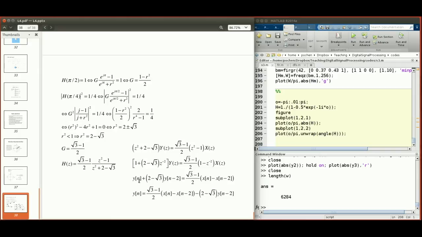And then if we rearrange all the terms, y[n], the output at the nth time step, equals the input, (square root of 3 subtract 1) divided by 2, times (x[n] subtract x[n subtract 2]), and then move this whole thing to the right hand side: subtract (2 subtract square root of 3) y[n subtract 2], right? So this gives us a time domain implementation for this particular filter.